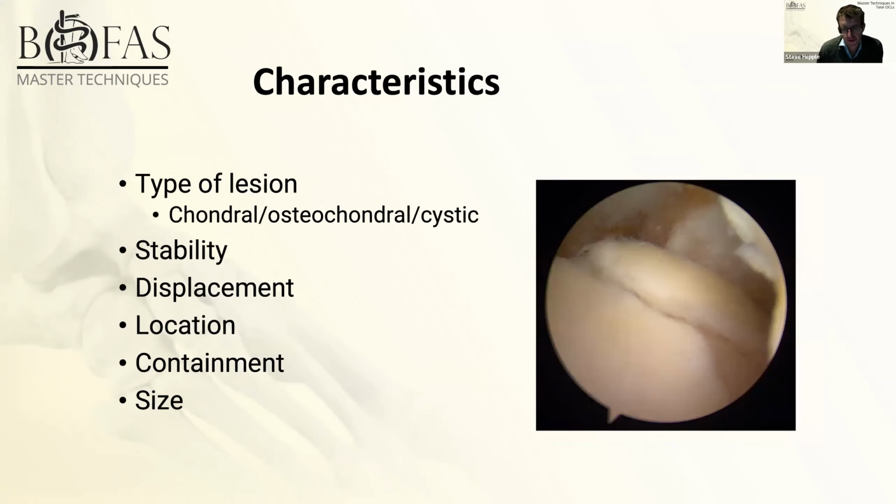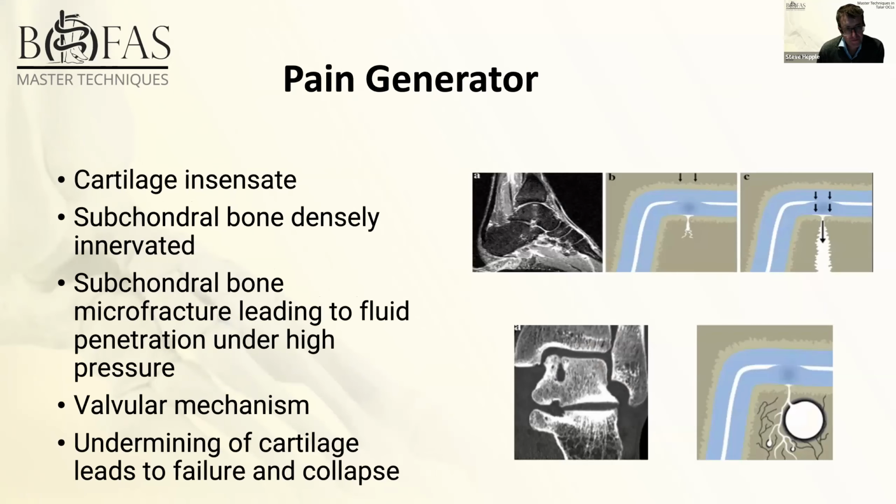So what sort of things do we look for with OCD? Well, obviously the characteristics. We need to know what type of lesion, whether it's a stable lesion, whether there's displacement of the fragments, whether the lesion is on the edges of the talus or in the center, because that can affect the prognosis. And possibly most importantly is the size of the lesion. That seems to be the one factor that's coming out more and more in the literature as determining perhaps what we should do to them.